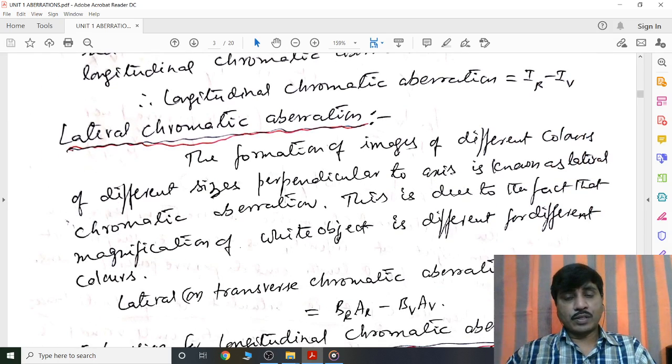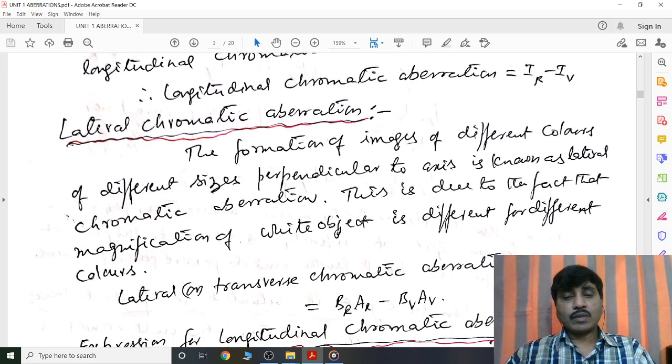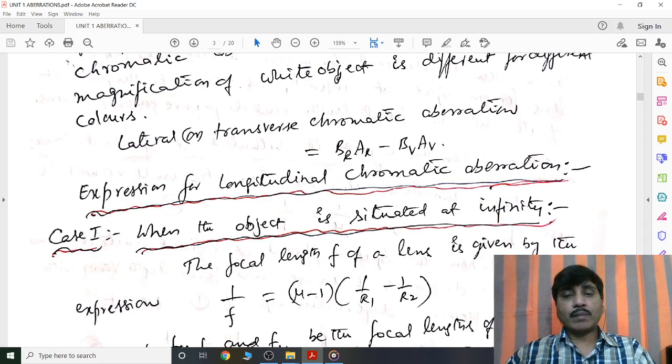Lateral chromatic aberration: the formation of images of different colors of different sizes perpendicular to the axis is known as lateral chromatic aberration. This is due to the fact that the magnification of a white object is different for different colors. Lateral chromatic aberration is equal to BRAR minus BVAV, where BRAR is the height of the red color image and BVAV is the height of the violet color image.